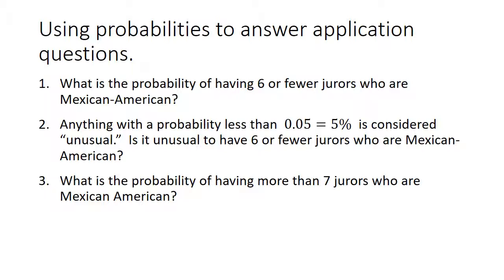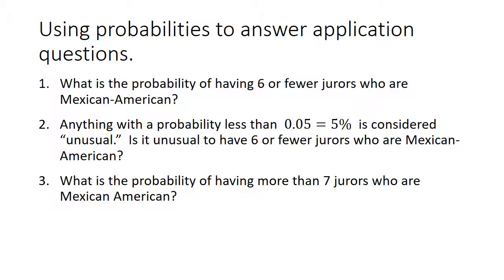So here are a couple questions we want to ask. What's the probability of having 6 or fewer jurors who are Mexican American? Anything with a probability less than 0.05, which is the same as 5%, is considered unusual. Is it unusual to have 6 or fewer jurors who are Mexican American? In other words, if we get some juries out there with only 5 or 4 or 2 Mexican Americans, should we question the integrity of the jury?